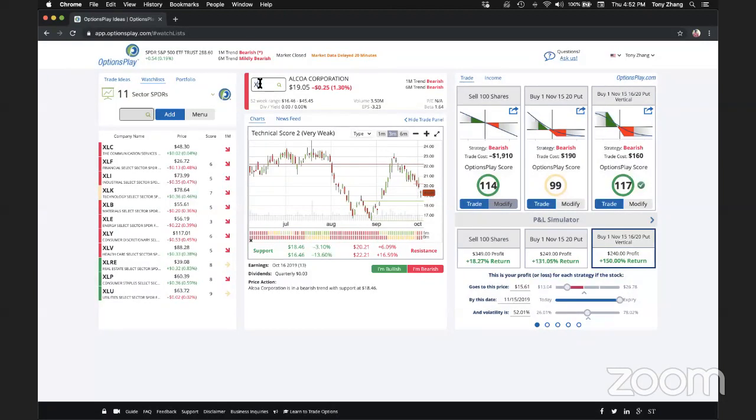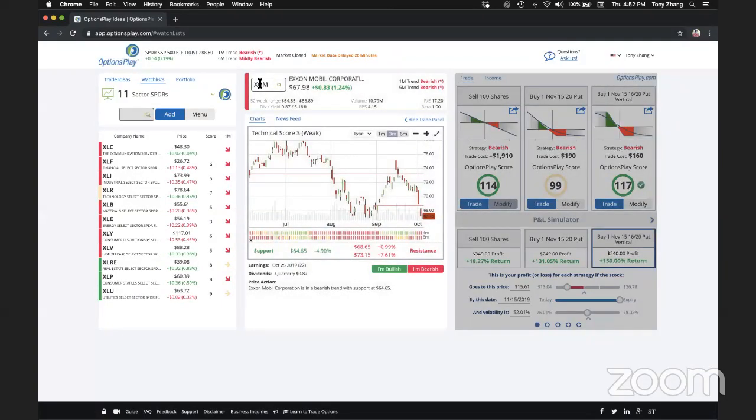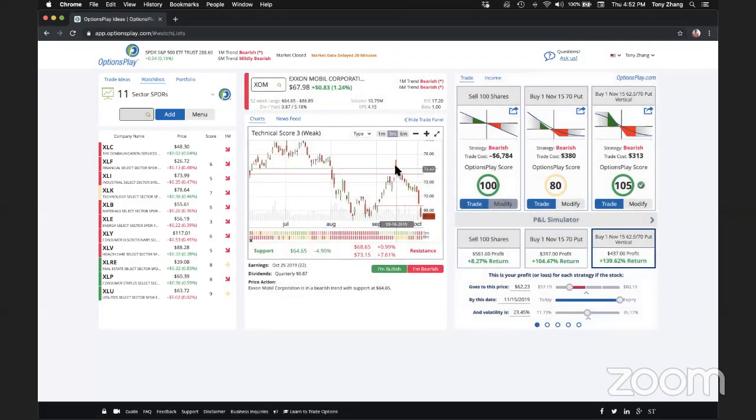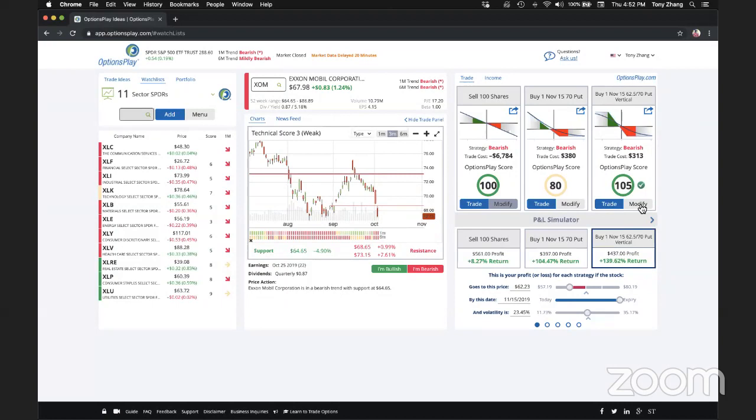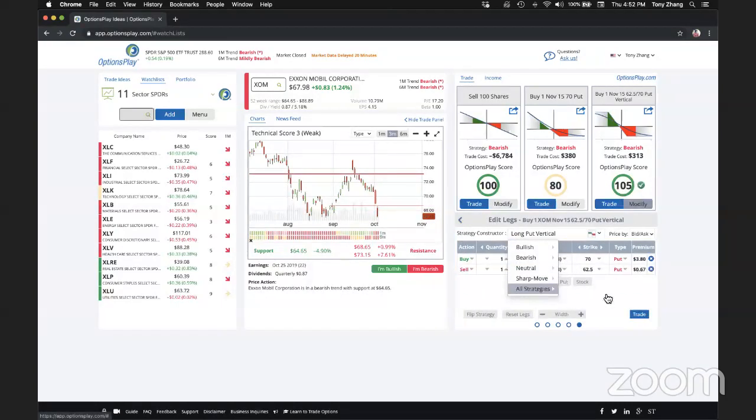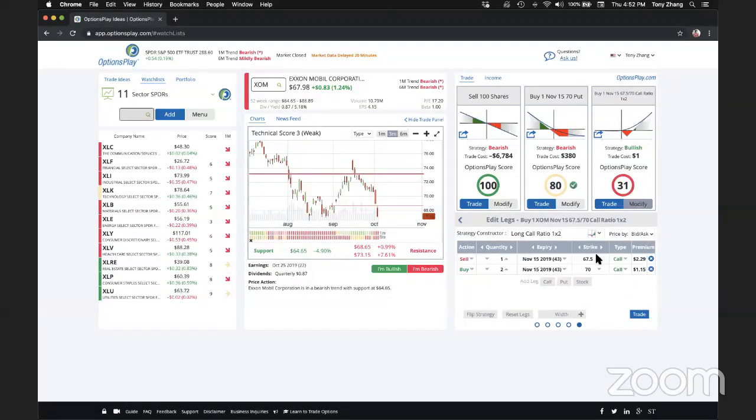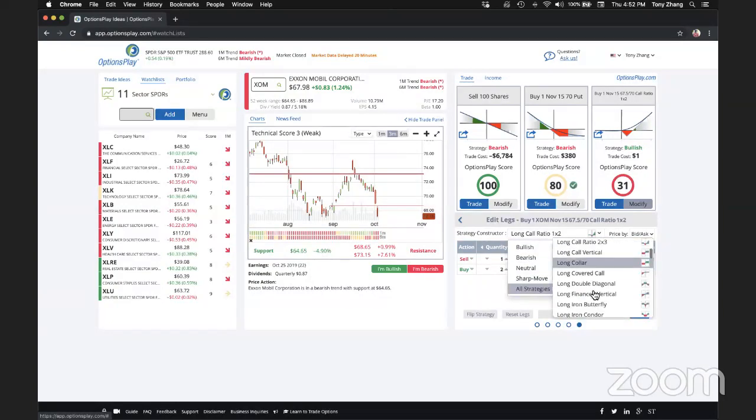Eric is saying that he owns Exxon from 74.20. So I feel like that's probably going to be too big of a move to even get back to break even. But let's take a look. Let's take a look at a break even here. A short call. Oh, sorry. A short call ratio.